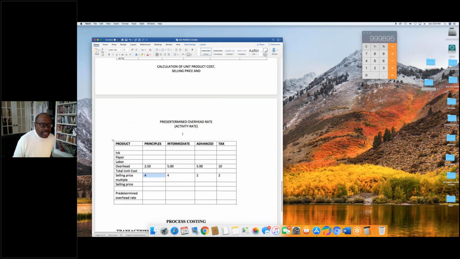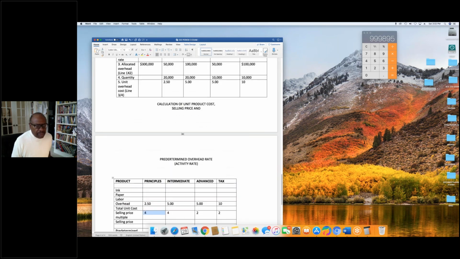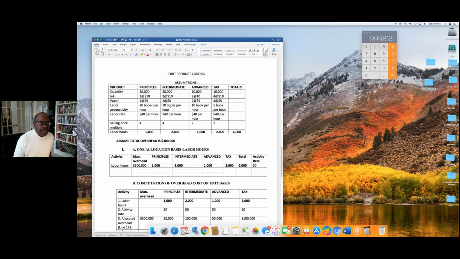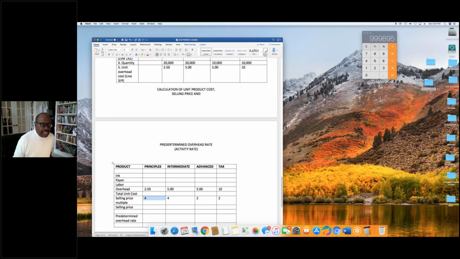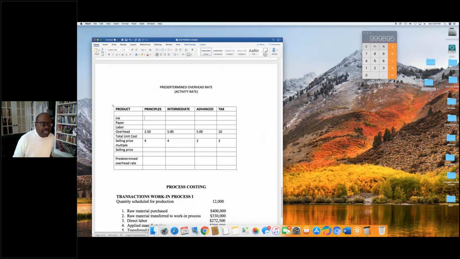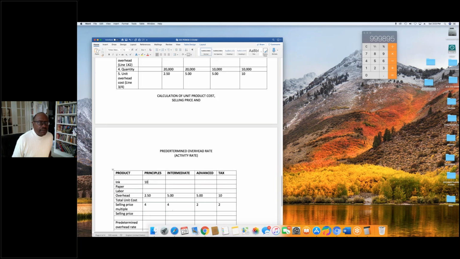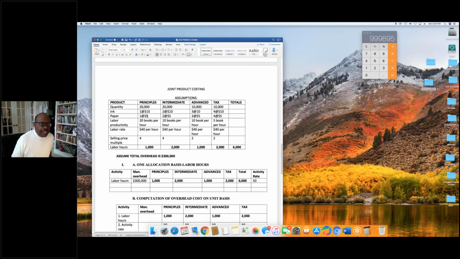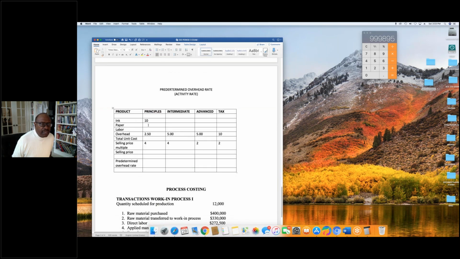And so let's see if we can determine the selling price of the principal's book. We go back up here to the assumptions. The principal's book had one ink cartridge at $10 each. So we're going to put in the $10 for the ink cartridge. The paper was $1 at 5. So we're going to put in the 5 for the paper.